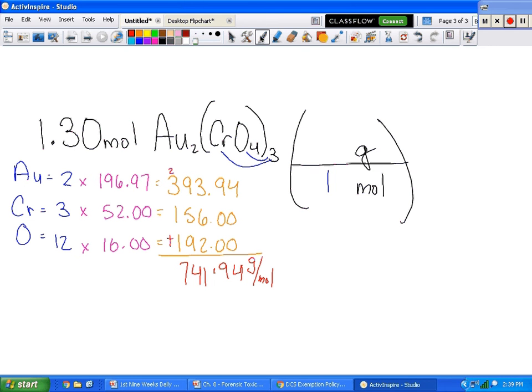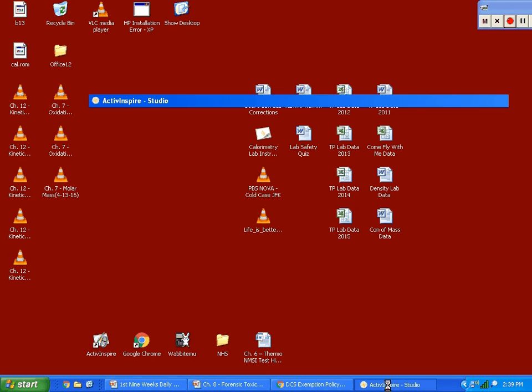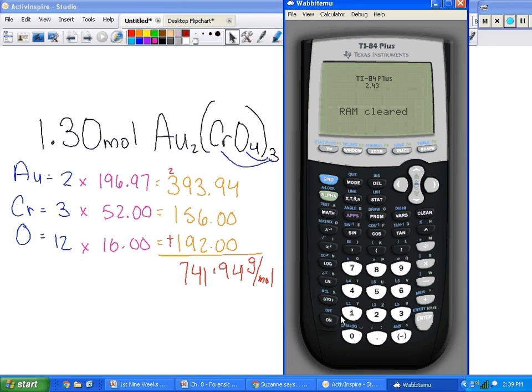So what I'm going to do is pull up my fancy calculator. This is how I would have done this. If you will learn how to use your parentheses, all of this hard, difficult writing down math goes away. So I'm going to open a parentheses, and I'm going to do 2 times 196.97. I'm going to close my parentheses, and then start another set of parentheses, 3 times 52, close it, and add one more set of parentheses, and that time it's 12 times 16, close it, hit enter, and there's my answer.